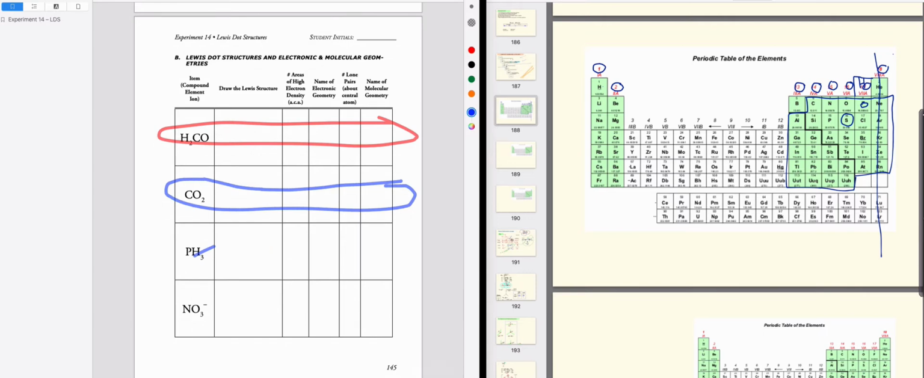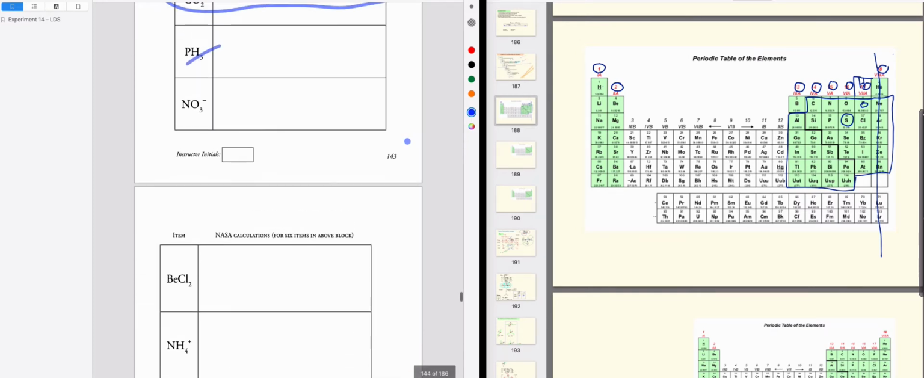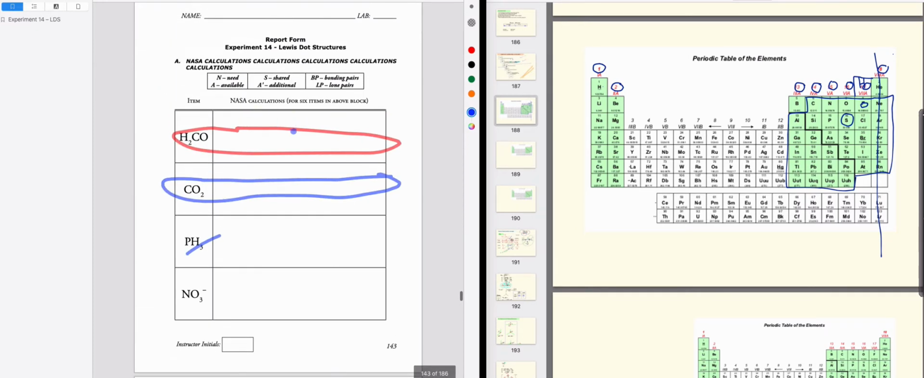I heard a pop. Do we need to do the skeleton structure for page 144? Well, different people may have different manuals. Let me see what 144 is. Hang on. For 144, it just says NASA calculations. Okay. Don't have it memorized. 144. No, that's what I just said. That's this page here. No, you just do the NASA.